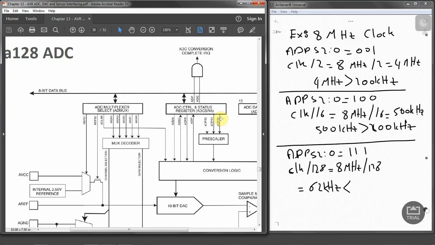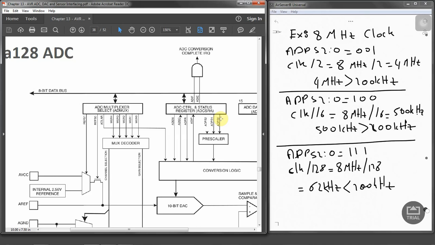So that is less than 200 kilohertz, and it's valid for ADC clocking. Another thing that I want to mention about the clockings and the prescalings and so on: in ADC we have got a sample and hold time. So sample and hold time, it actually samples and holds it and converts it and so on.